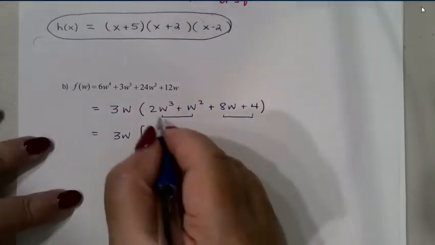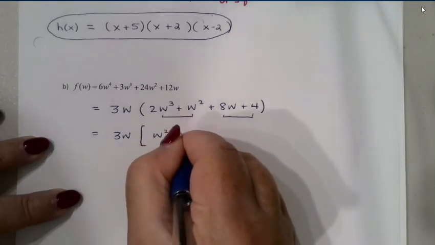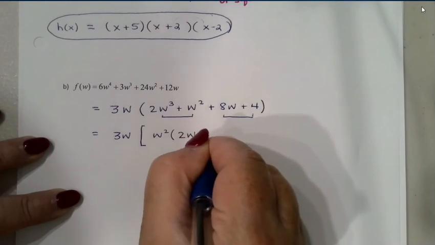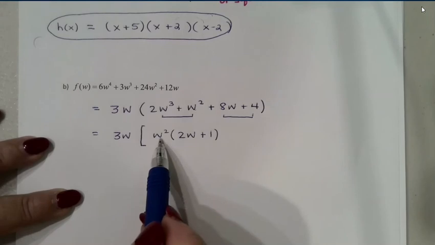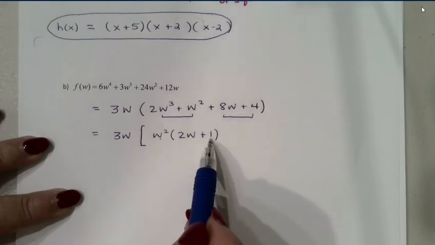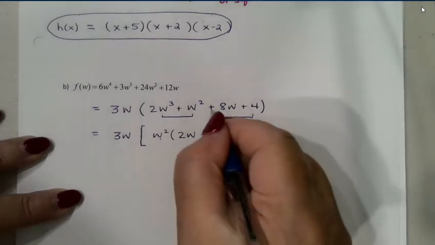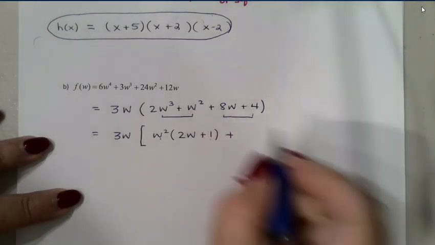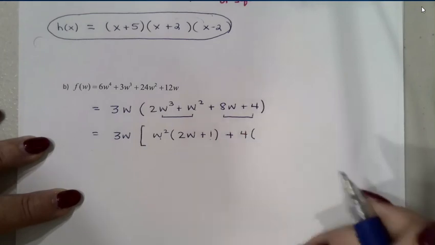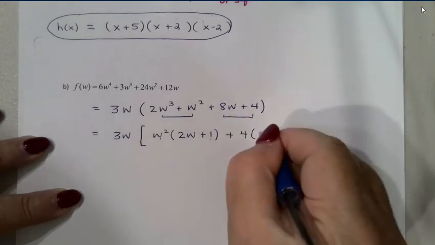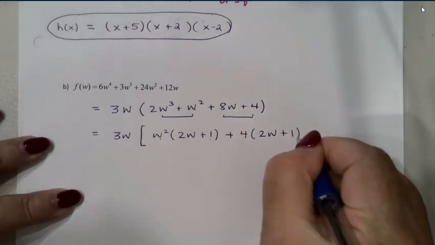And I could factor out a w squared in the first group, which gives me 2w the first plus 1. Remember, w squared divided by w squared is 1, not 0, right? You have to put that 1 there. Plus sign in between my groups. And in my second group, I could factor out 4. 8w divided by 4 is 2w. 4 divided by 4 gives me the plus 1.